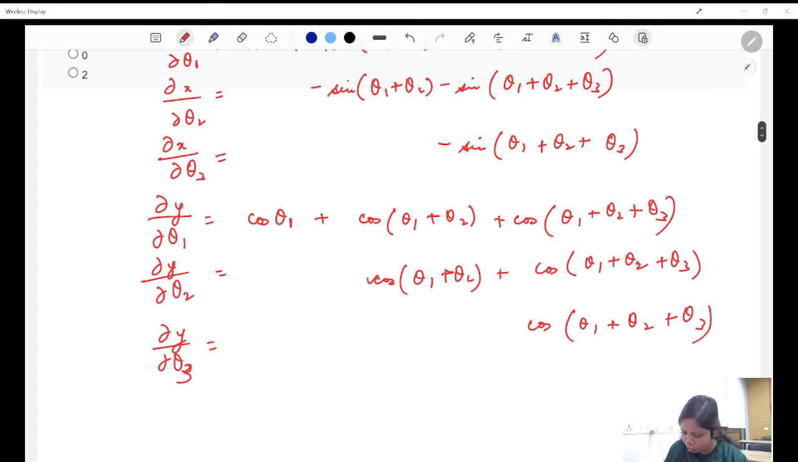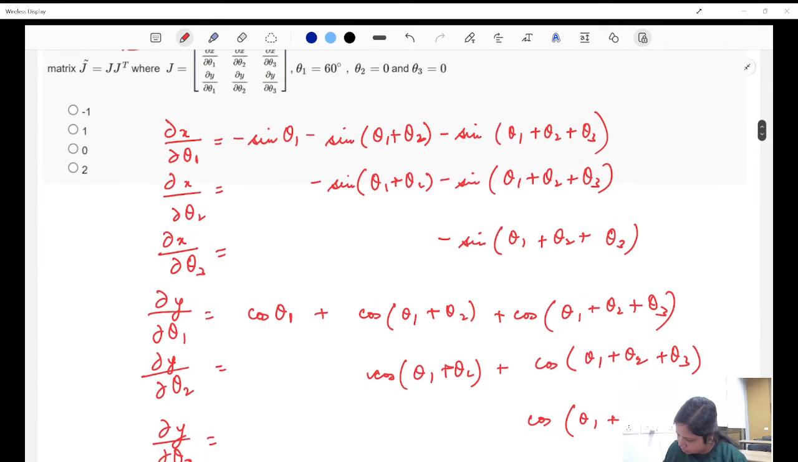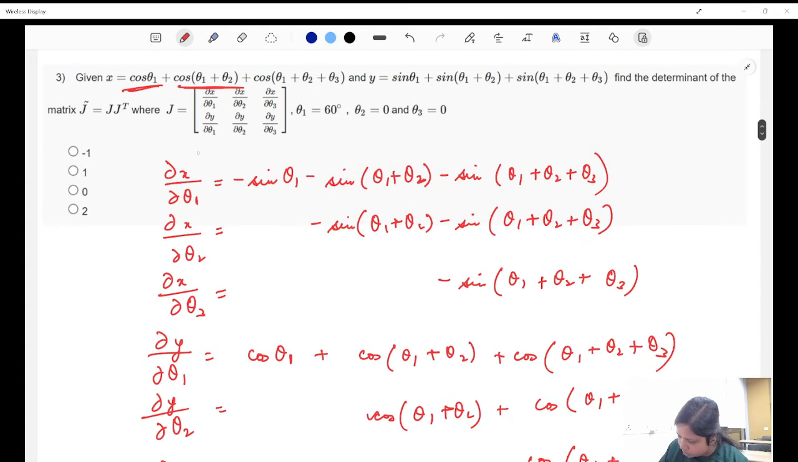So you have got all the values. Just substitute it in this J matrix. Substitute the values for theta 1 equal to 60, theta 2 equal to 0 and theta 3 equal to 0. And let me know what is the matrix. Just the J matrix before. I don't want the J tilde matrix, just the J matrix.